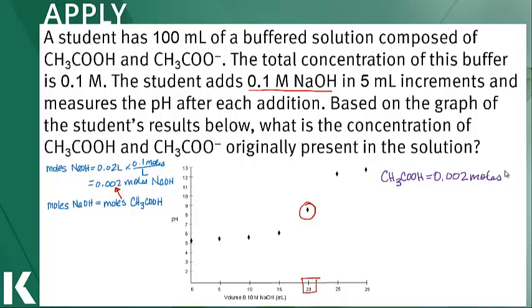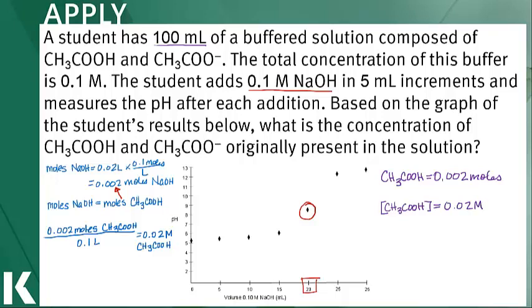They're asking me for the concentration, so I need to take moles and convert it into molarity. I'm going to take the number of moles and divide it by the volume that I have. In the question, we're told that we have 100 milliliters of the buffered solution. This gives me 0.02 molar acetic acid. So I have now answered what my concentration of acetic acid is, and I'm writing over on the right that it is 0.02 molar.